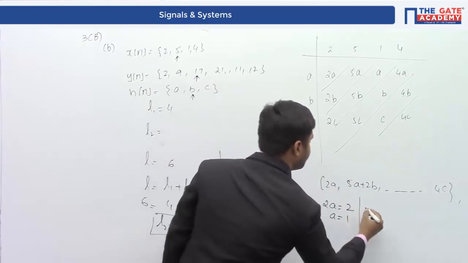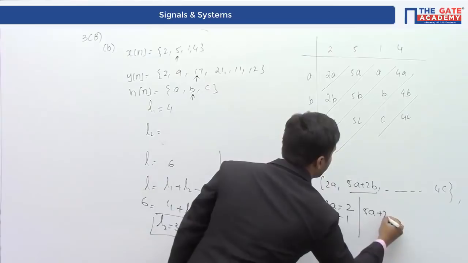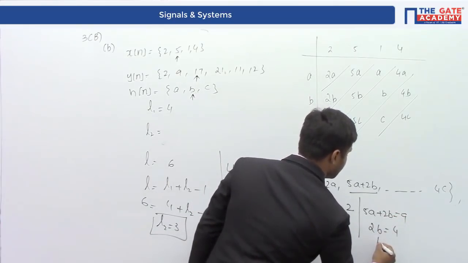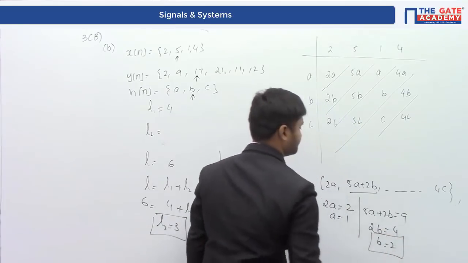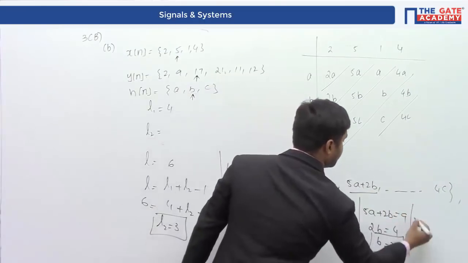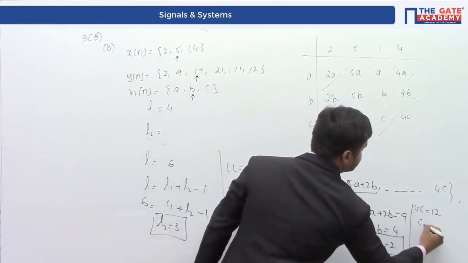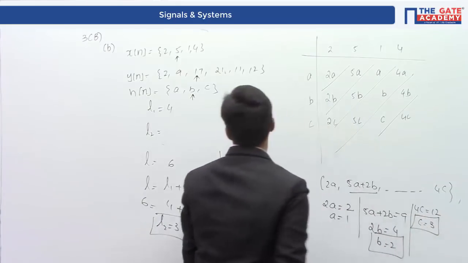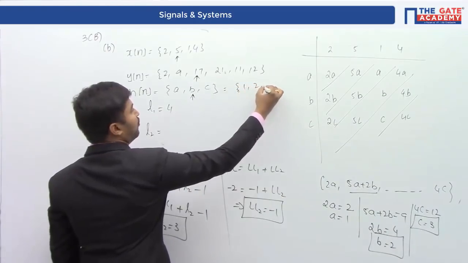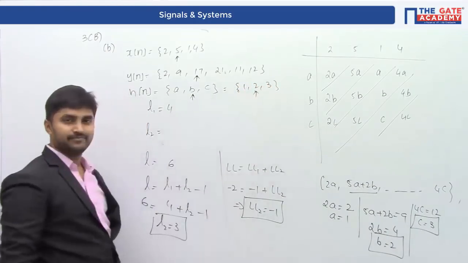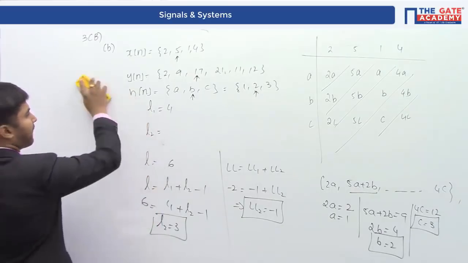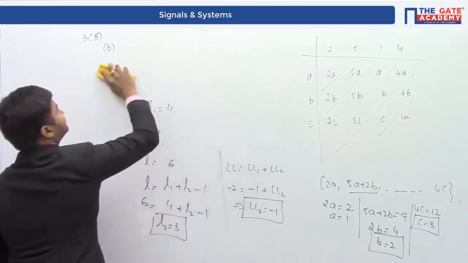Second sample is 9. Here it is 5A plus 2B. 5A plus 2B is equal to 9. 2B is equal to 4, and the value of B is equal to 2. If you see the last sample, you are having 4C. 4C is equal to 12 and C is equal to 3. So your ABC is nothing but 1, 2, 3, and the arrow is present at B. Right?